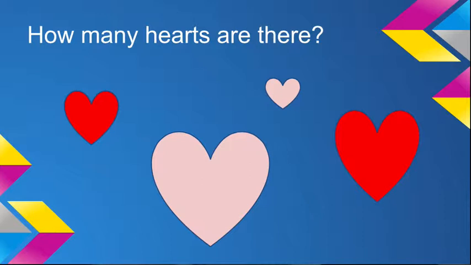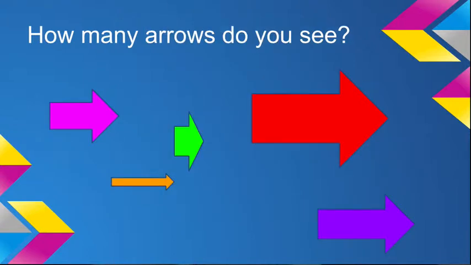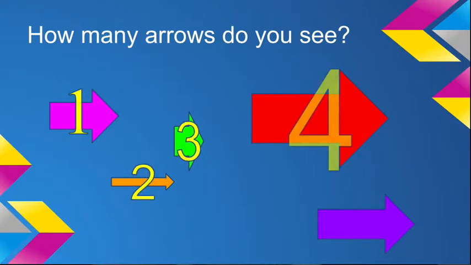So this slide asks how many hearts are there. As we've written down before, we have 1 heart, a second heart, a third heart, and now a 4th heart. The answer to this question is 4 hearts. How many arrows do we see? We've already used 1 arrow, a second arrow, third arrow, 4 arrows, and now a 5th arrow. The answer to this question is 5.